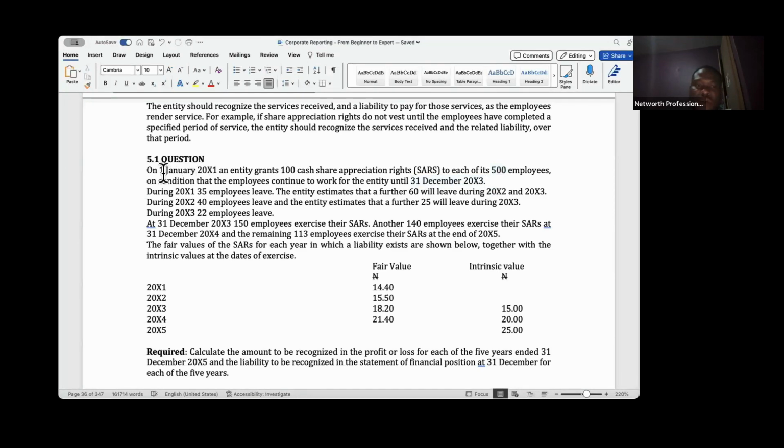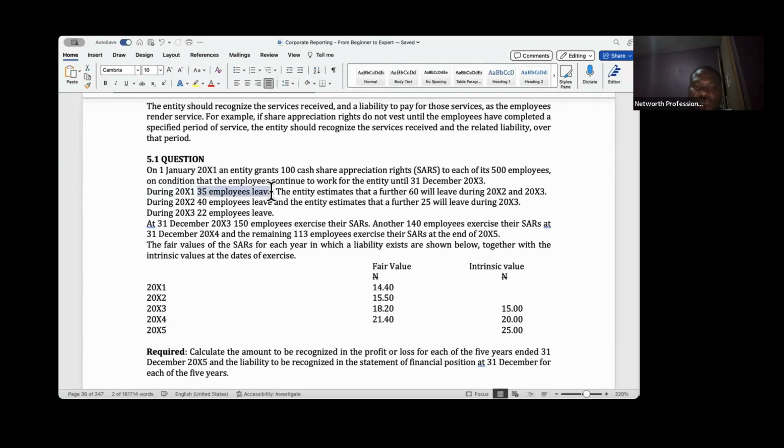So from here now, the grant date is 2001 and the vesting date is 2003. That means, what's the vesting period now? 1, 2, 3. So that's 3 years.